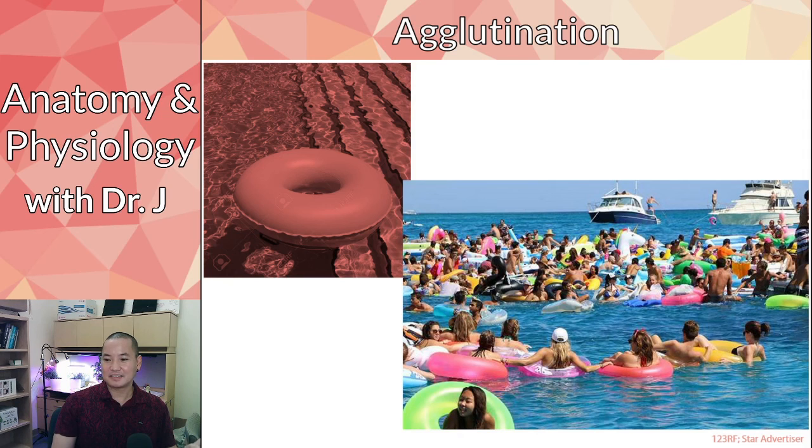Notice that all of these people are clumped together, and they're grabbing all these inner tubes and they're all clumping together. So agglutination is like that. The antibodies stick to these red blood cells, and by sticking to these red blood cells, they cause them to clump together. So you have a big mass of these red blood cells and antibodies.